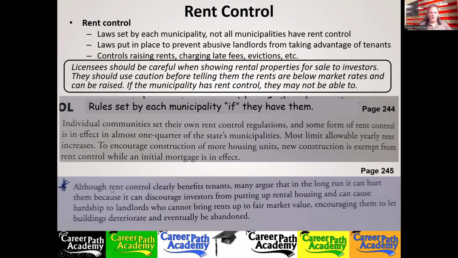Okay. So although rent control clearly benefits tenants, many argue that in the long run it can hurt them because it could discourage investors from putting up rental housing and could cause hardships to landlords who cannot bring rents up to fair market values, encouraging them to let buildings deteriorate and eventually be abandoned, like I was saying.